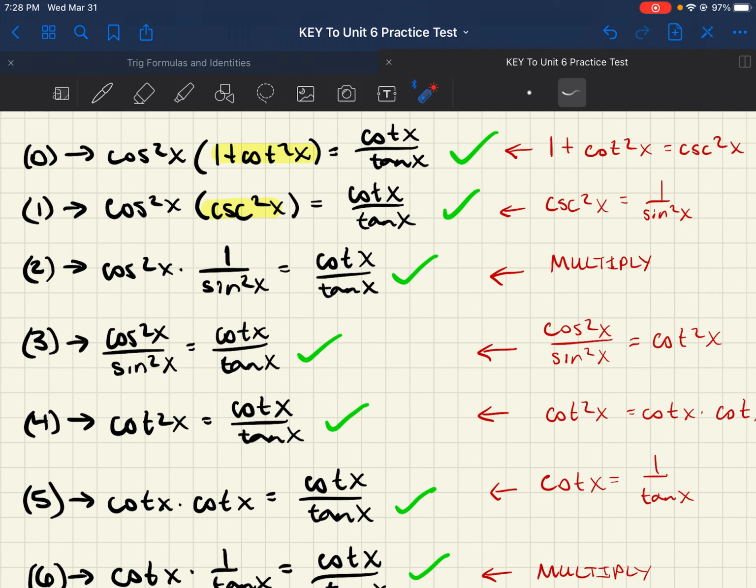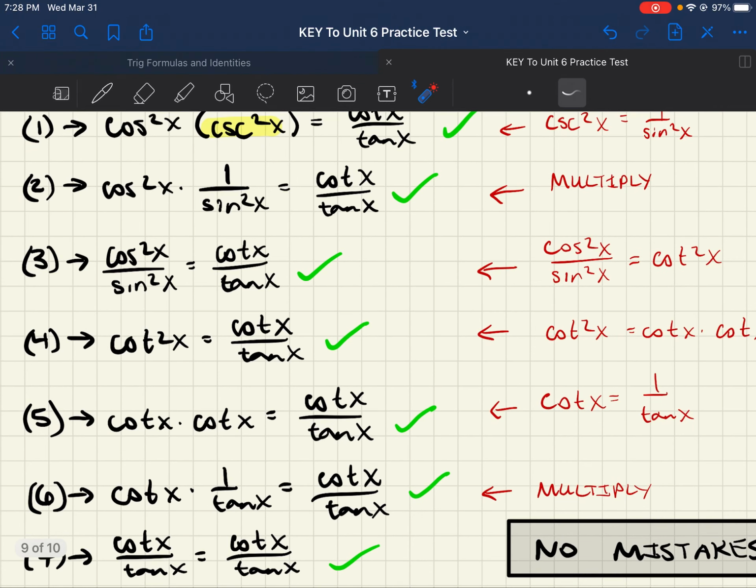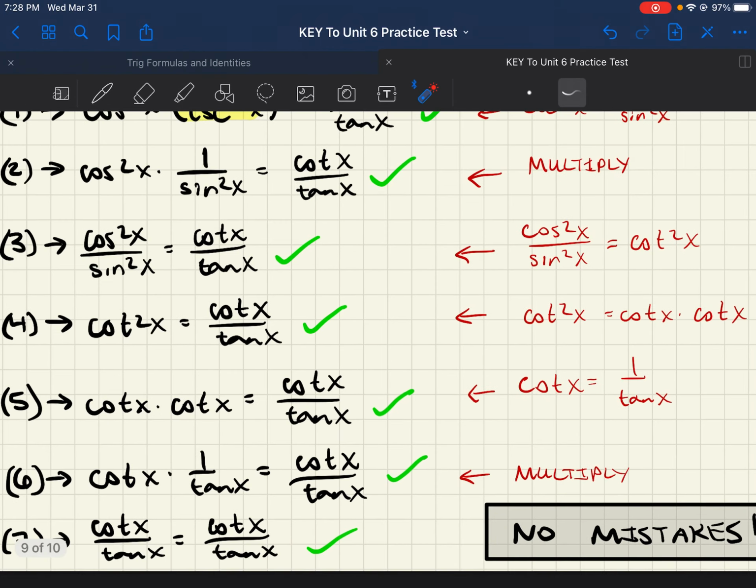Okay, after that, the student is saying that cosine squared over sine squared is cotangent squared. That's good. Then the student is breaking the cotangent squared into cotangent x times cotangent x. That's perfectly fine. That's what cotangent squared means. And then the student is saying, okay, well, let's take one of these cotangents and rewrite it as 1 over tangent. We know that to be true. We know cotangent is 1 over tangent, as well as cosine over sine. But the 1 over tangent is useful for us because then we can multiply cotangent x times 1 over tangent x to get cotangent over tangent, which finishes the proof. So there were no mistakes made in this verification.